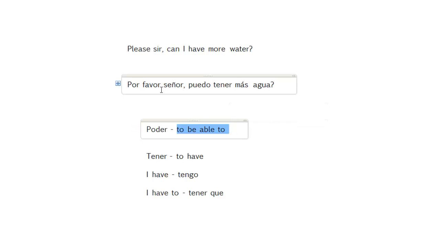For example, if you want to say I can't speak a lot of Spanish, how do you say that? You should be able to say this by now. I cannot speak a lot of Spanish. Try it, come on, I'm listening. No puedo hablar mucho español. No puedo hablar mucho español.